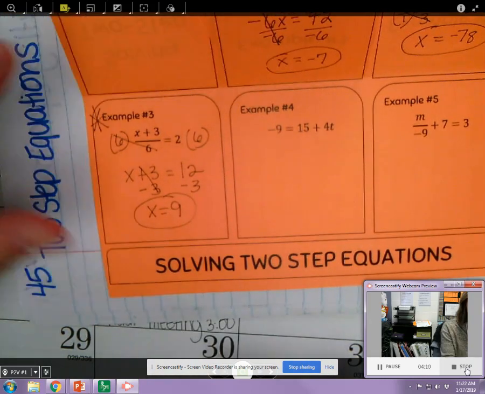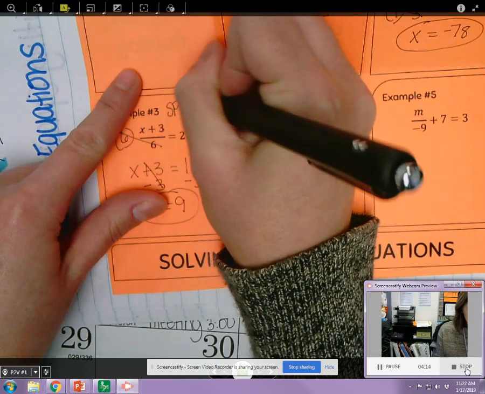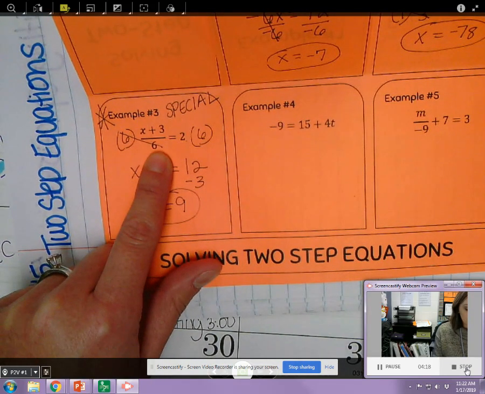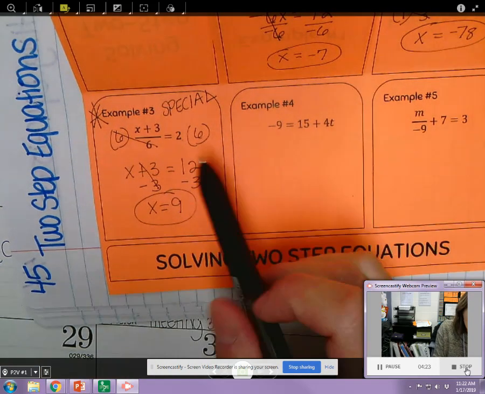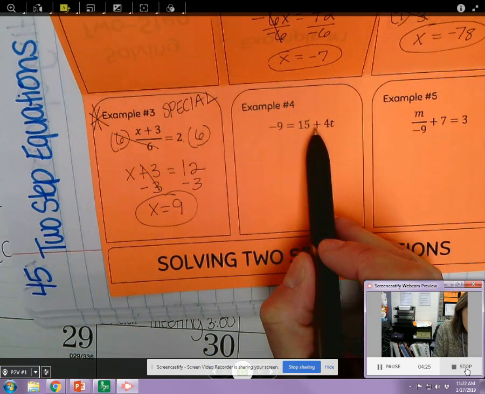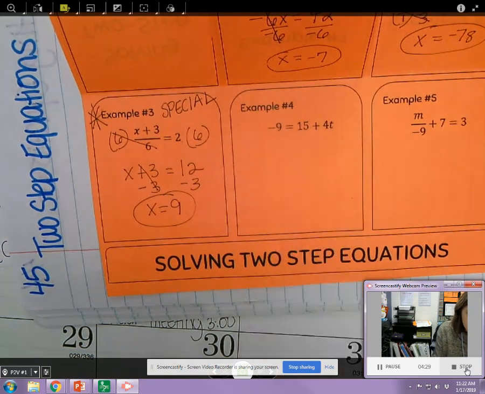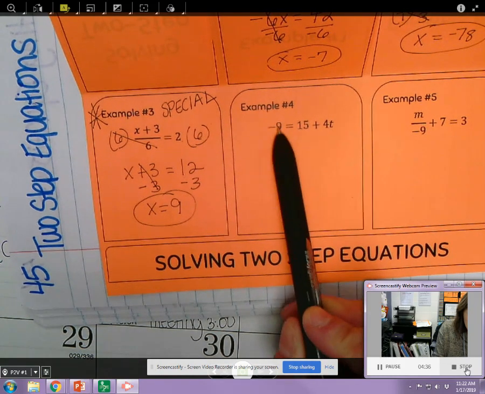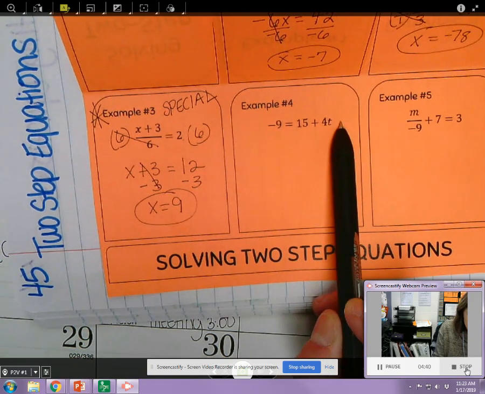So don't forget, this is a special equation, so we have to do the division part first instead of doing the addition part first. Now, number 4, we have negative 9 equals 15 plus 4t. Yes, it is flip-flop, but you still solve it the same way. The variable's just going to be on the right this time. Not a big deal. If it bothers you, cross out the negative 9 and the equal sign and move it over here. Very simple fix.